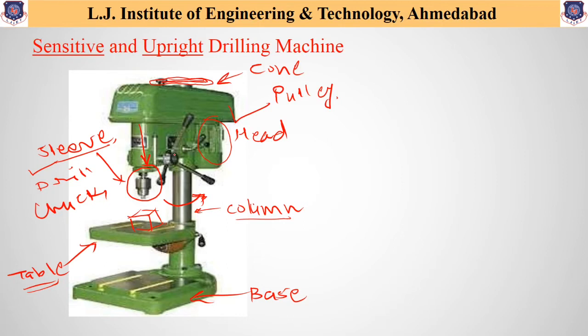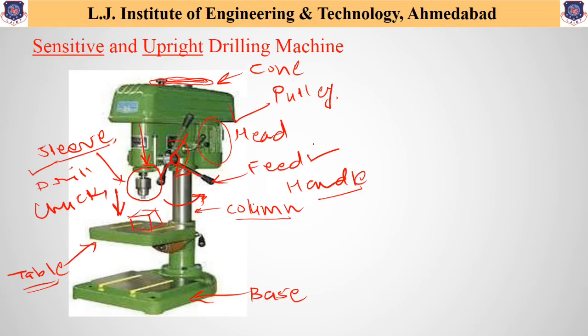And over here the handle that is shown is called the feed handle, because as this handle is rotated, the drill bit over here moves in the downward direction and performs the machining operation. So as this drill bit is fed towards the workpiece, that's why this handle is called the feed handle.